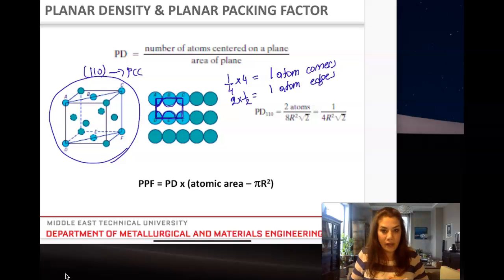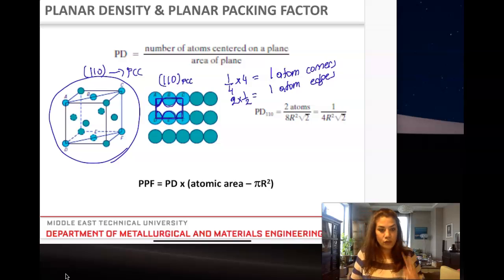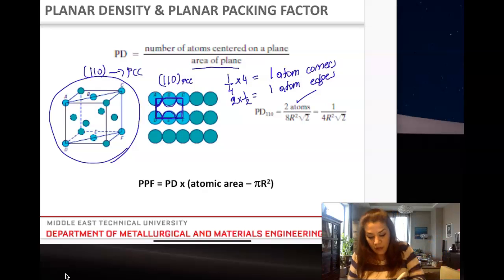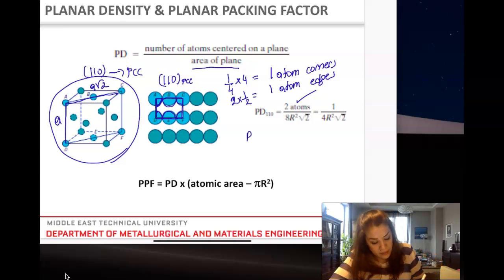So how many atoms do I have for the 110 plane in FCC? Two. So two atoms over the area of the plane. What is the area of the plane? One side being a, the other side being the face diagonal, a square root of 2, right? So what is the area? a times a square root of 2. So the planar density for 110 is two atoms over a squared times square root of 2.